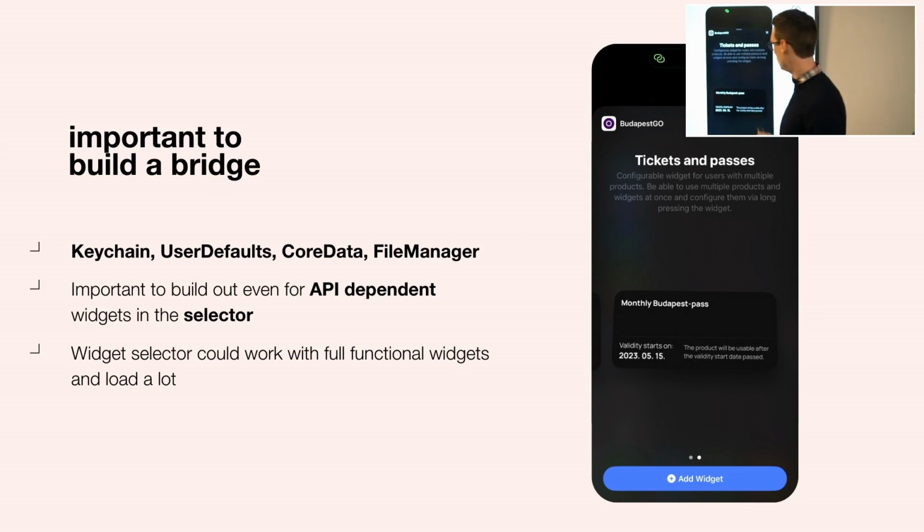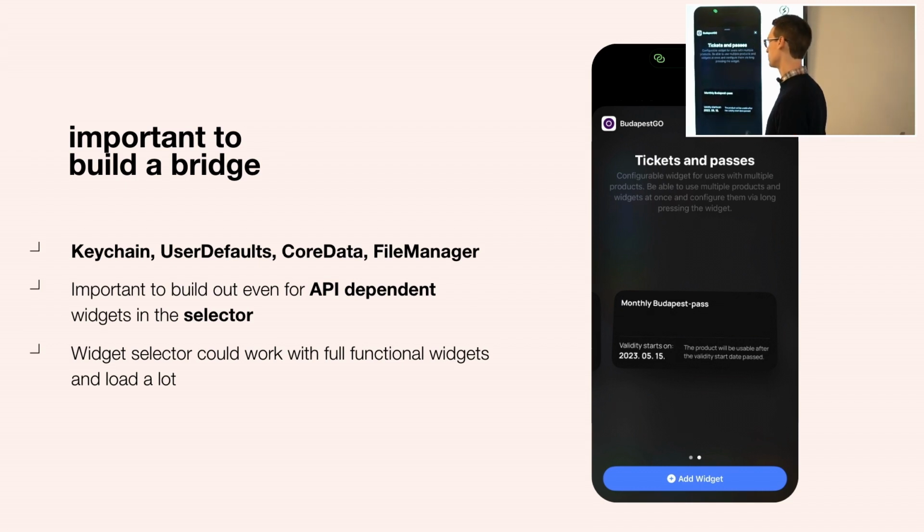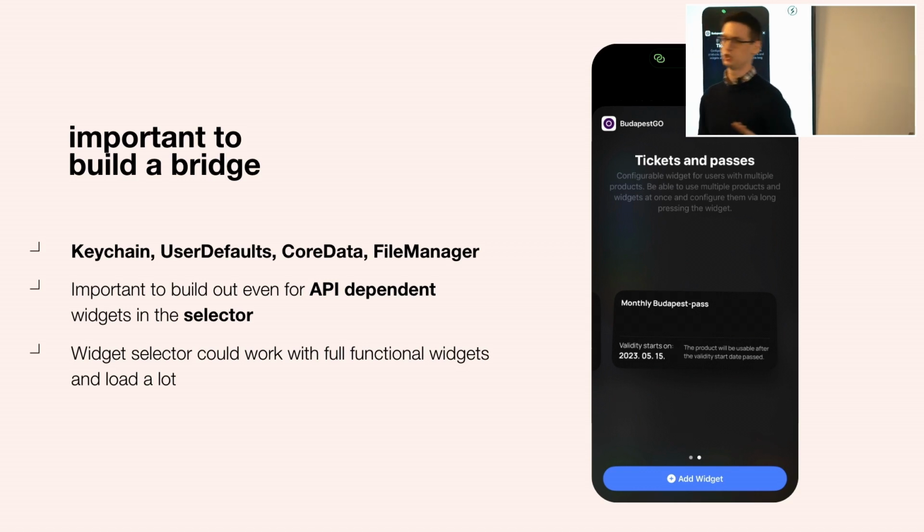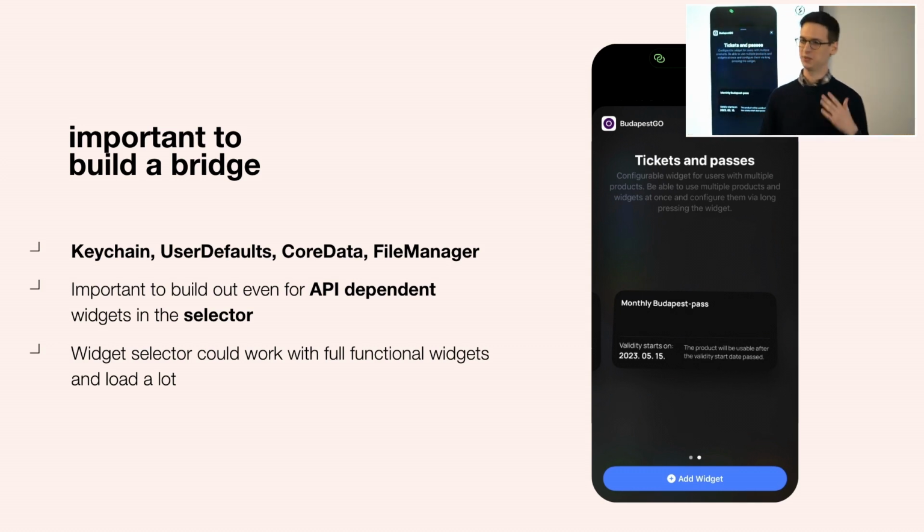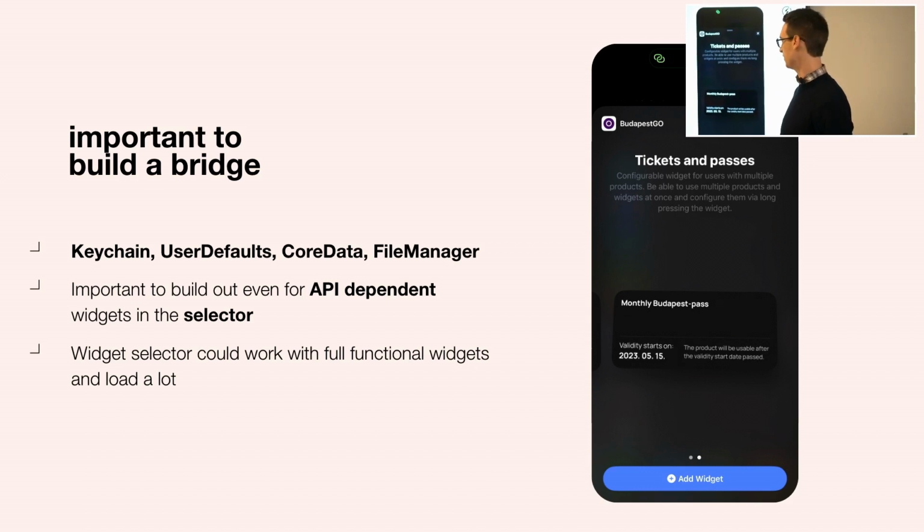At this point, it's really bad practice to put fully working widgets that rely on API data. The best solution is to use cached data from the bridge you built between the application and the widget. It's very important to build that bridge, because you want really fast data here, and you don't want to ruin the widget experience from the get-go. You want the best experience from the start, so you don't want to wait on API calls and whatnot.